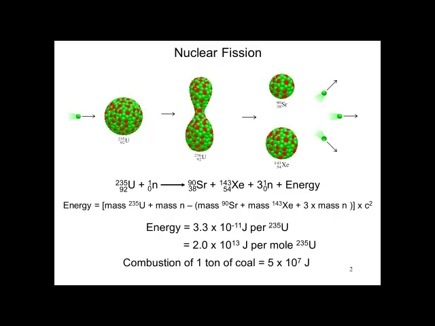Compared to the combustion of a ton of coal, which is 5 times 10 to the 7th, you see that the energy released is much larger for the nuclear reaction.